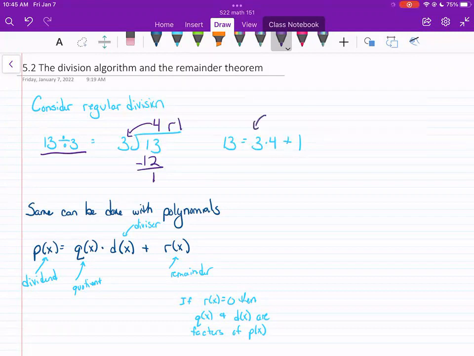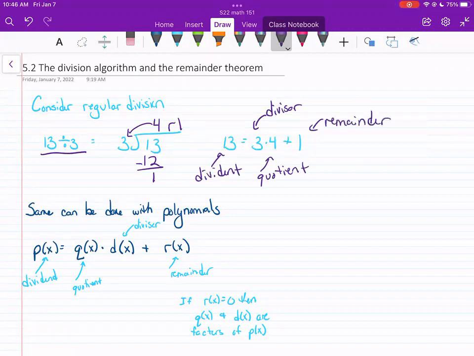This is called our divisor. This is called our quotient. And here we have our dividend. And then last but not least, this is the remainder.